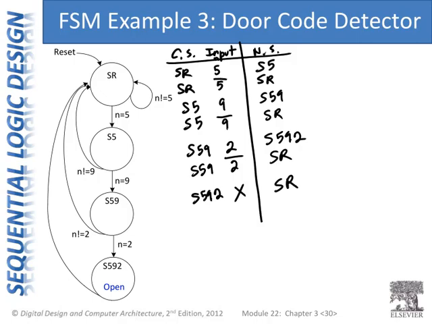So we've made some assumptions about this FSM. For example, we could make it more complex and say, if we're in the S5-9 state and we get a 5, maybe it goes to here instead. And this is the case where it's not equal to 2 and it's not equal to 5, then it goes back to the reset state. But we start with a simple option.